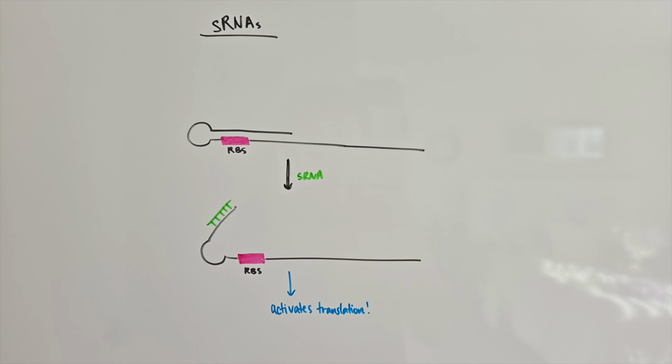So, in order to activate it, basically in this scenario, a hairpin will have bound itself to the RBS. And to unbind the RBS from the hairpin, all you need to do is take this sRNA, bind its complementary base pairing to the hairpin, which will kick off the hairpin. What's going to happen is the hairpin is going to dissociate and the RBS is free to bind with the ribosome, and that will activate translation.